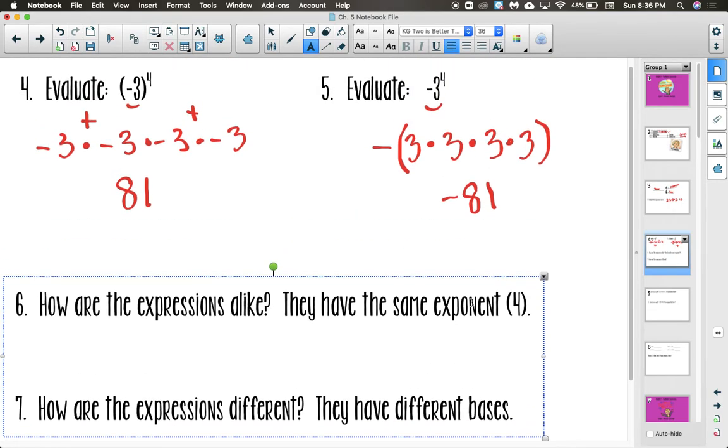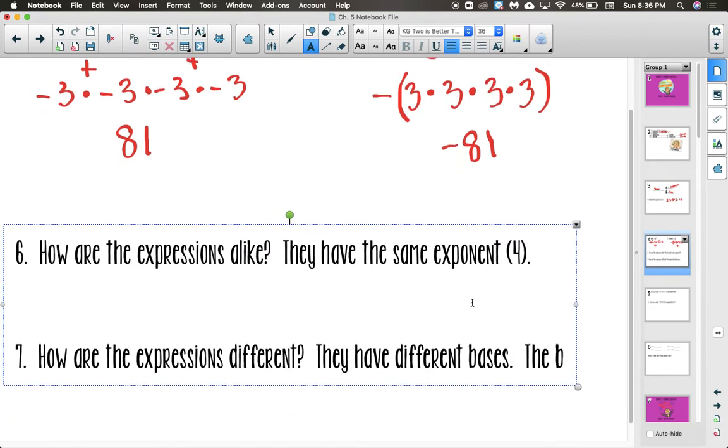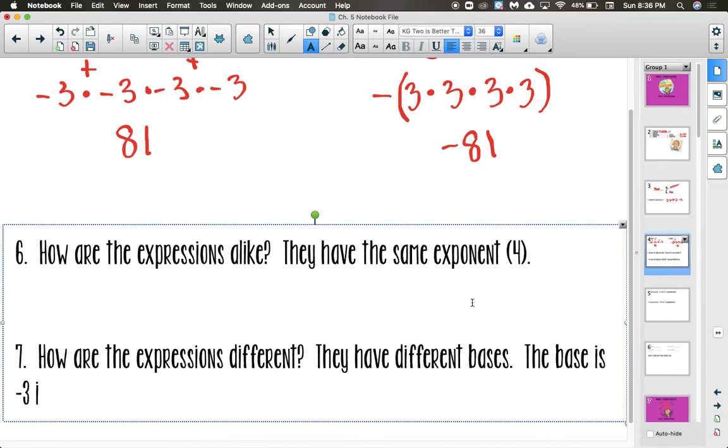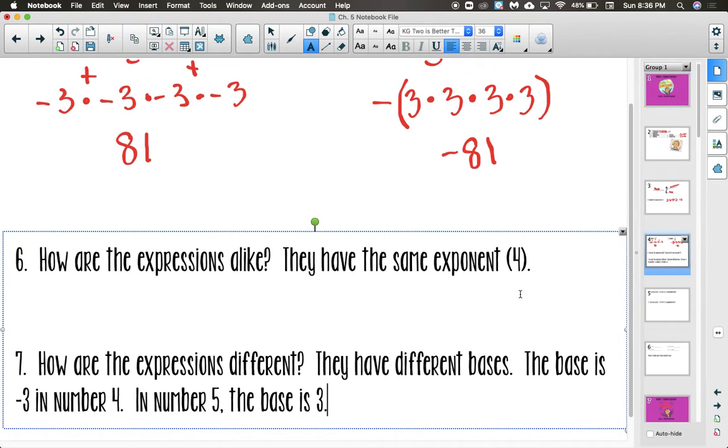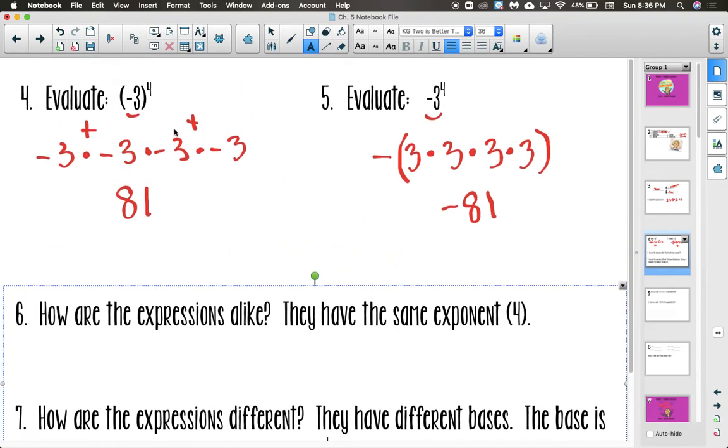How are they different? They have different bases. In the first example, in number 4, the base is -3. In number 5, the base is +3. Okay, you need to write this whole thing in your notes. They have different bases. The base is -3 in number 4 because of those parentheses. In number 5, the base is +3, and we just make our answer negative.